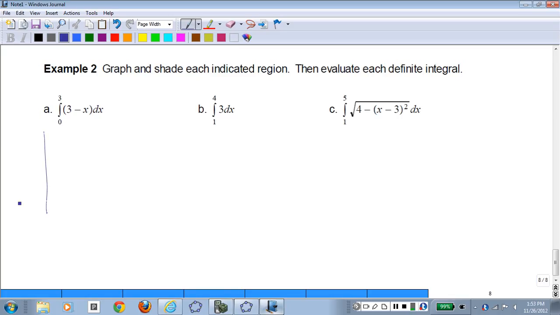Let's see what we have. So the picture from 0 to 3, 3 minus x. 3 minus 0 is 3. 3 minus 1 is 2. 3 minus 2 is 1. 3 minus 3 is 0. So this graph looks like that. Would this pass for the graph of y equals 3 minus x, you think? Does that look okay? So between 0 and 3, we want the area bounded by that curve and the x-axis.